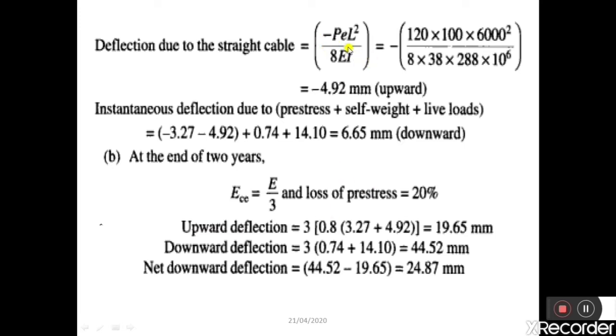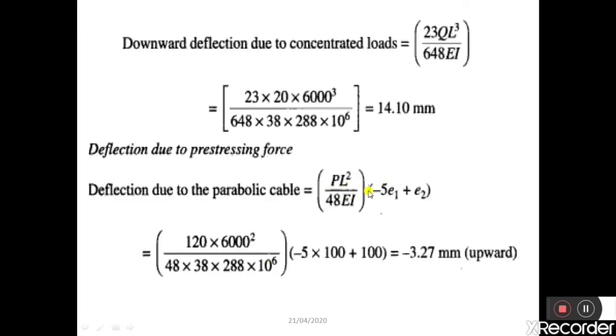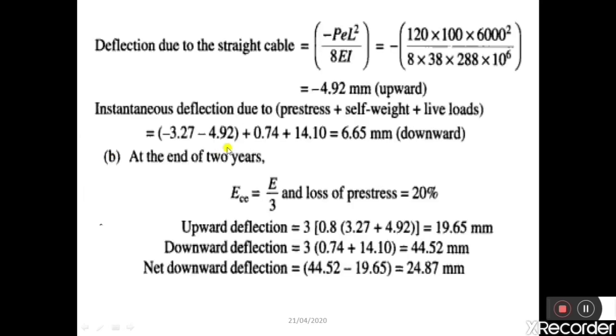So here you can see, this formula is deflection due to straight cable, and this one is due to parabolic cable. So we can consider from the beginning and calculate the deflections for the value of E by 3. It will be a time consuming process, so what we can do is directly calculate the deflection of a member after 2 years by considering the given condition.